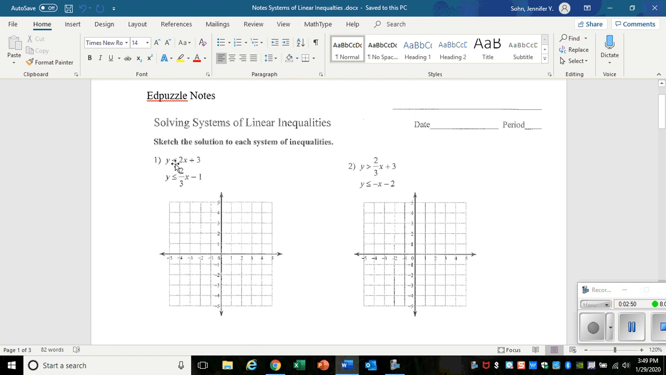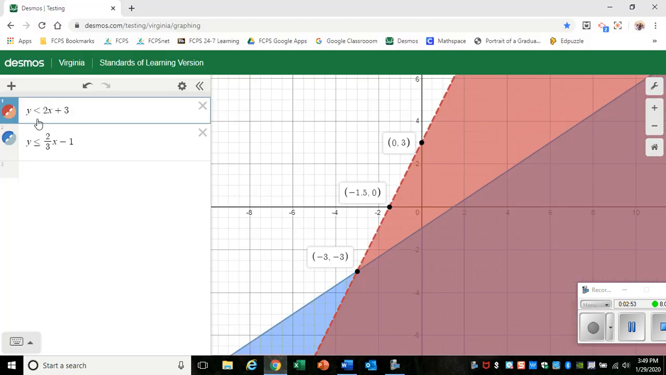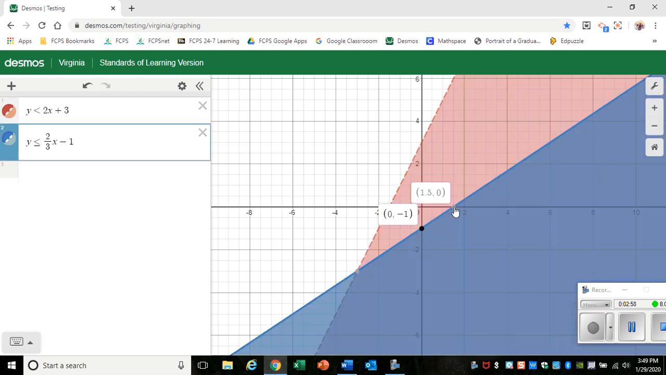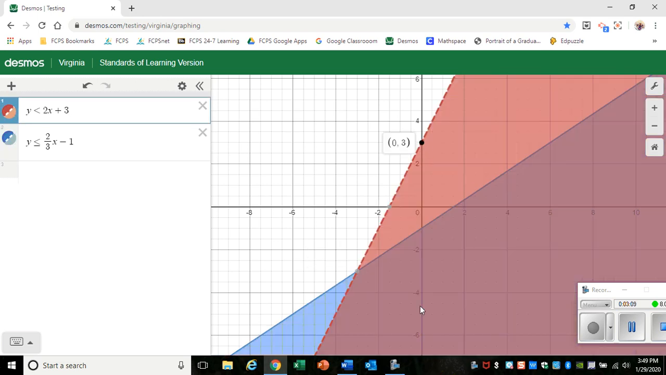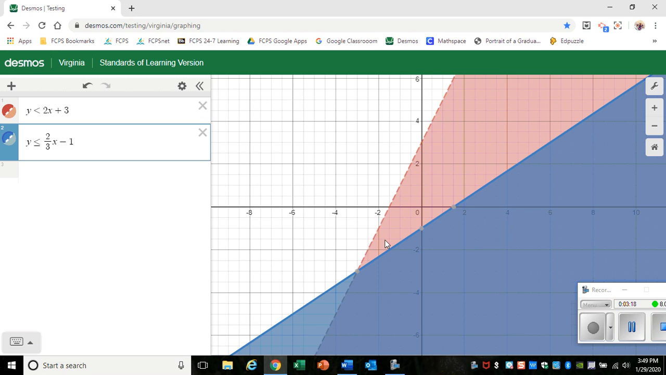And the first one is a dotted line because when you don't have an equal sign, you get a dotted line. And then for the second one, you can pick these 3 points and then draw the solid. When you have an equal sign, it's a solid line, and you're going to shade each one. For this one, you're going to shade down. So y is less than 3. The y-intercept is 3, so shade down this way. And for this one, you're also going to shade down. Y is less than or equal to -1. So go from -1 and shade down this way. And when you shade both of them, where you shade twice is the answer.